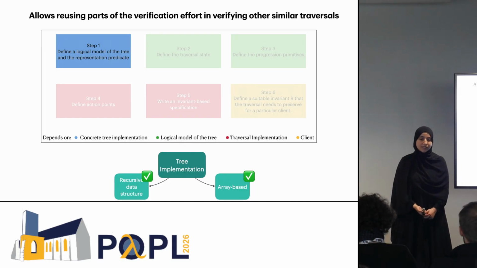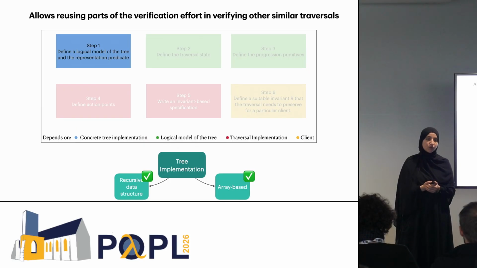The nice thing about the recipe is that it also allows reusing its steps. So once we've used the recipe to verify a traversal over a pointer-based implementation of binary trees, we tried using the recipe to verify an array-based binary tree representation, and we only needed to redo step 1 because the actual data structure implementation changed, so we needed to change the representation predicate, but all of the other steps we were able to reuse from our pointer-based implementation.